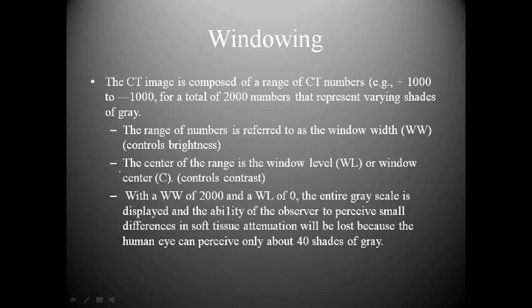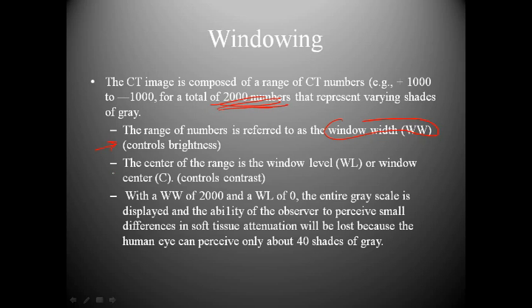So that brings us to windowing. You've probably heard this referred to in terms of looking at images. Someone referred to as windowing this image. And when we say windowing, the CT image is composed of a range of CT numbers, such as plus 1000 to negative 1000, for a total of 2000 numbers being in this field that represent varying shades of gray. The range of numbers is referred to as the window width, which controls brightness.